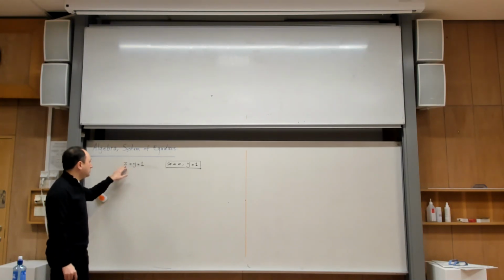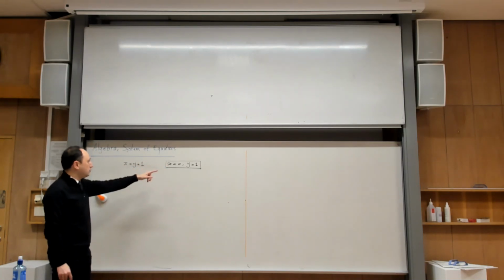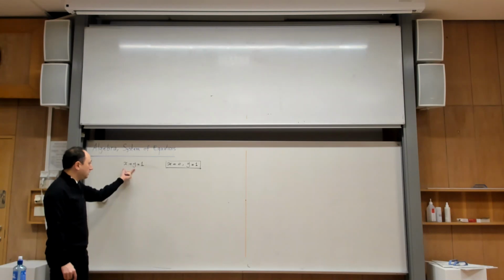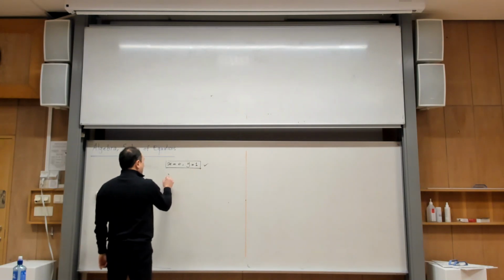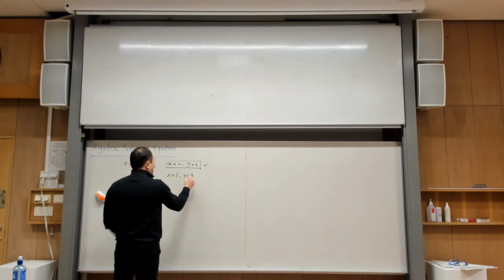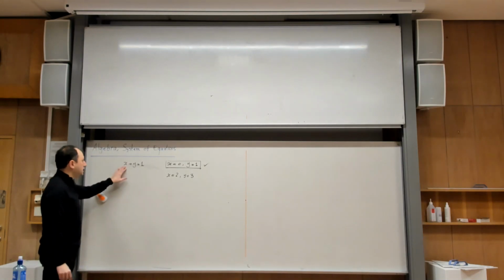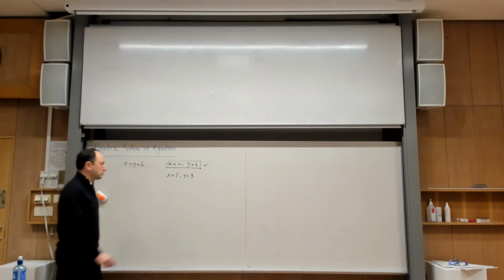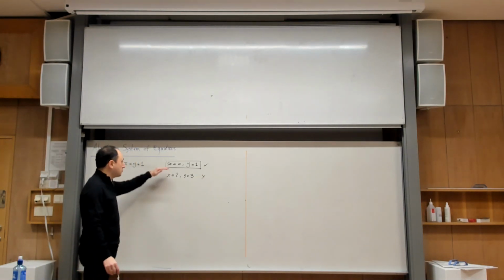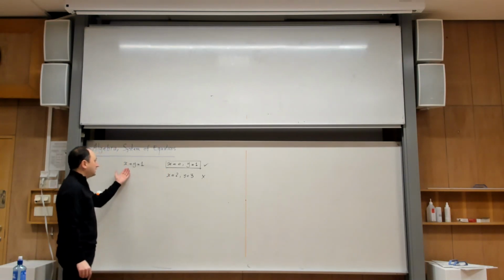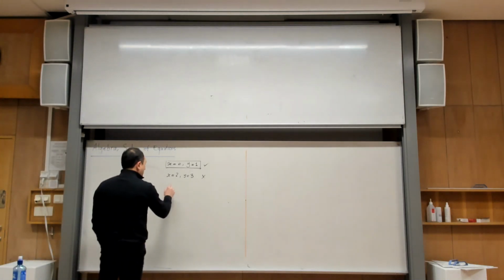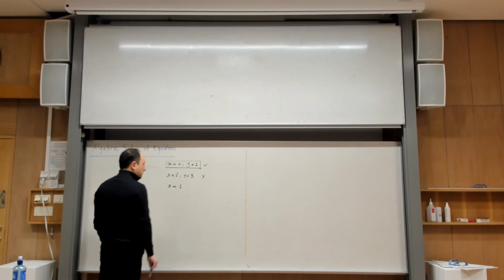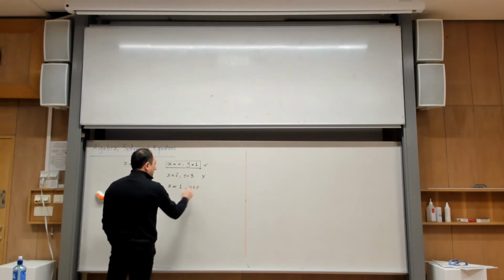Why? Because if I replace x with 0 and y with 1, the left-hand side becomes 0 plus 1, which is indeed equal to 1. That is correct. But for example, do you think that x equals 2, y equals 3 is a solution? No, because if I replace x with 2 and y with 3, the left-hand side becomes 5, the right-hand side is 1, so that is not a solution. So this is one solution, this is not a solution, but I can imagine, as Oscar mentioned, infinitely many solutions. For example, I can choose x equals 1, and then y becomes 0. This is also a solution.